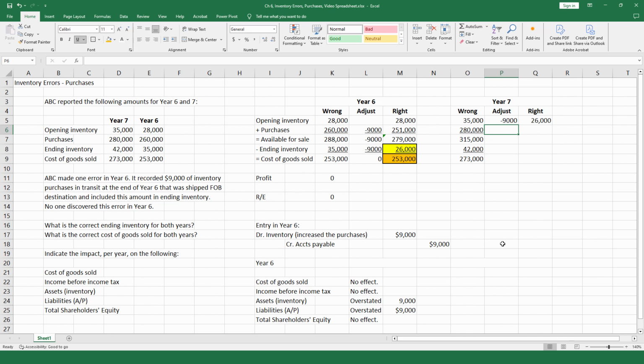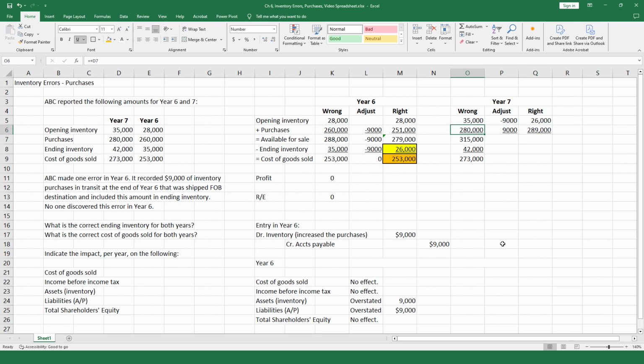Because I recorded the inventory in year 6, my purchases in year 6 were incorrect. They were overstated by $9,000. That also means that my purchases in year 7 were incorrect. They were understated by $9,000. So I have to add $9,000 into the purchases from year 7 to correct them. So if I take $280,000 and I add in the $9,000, that means my purchases should have been $289,000 in year 7. So I'm just going to go over that again.